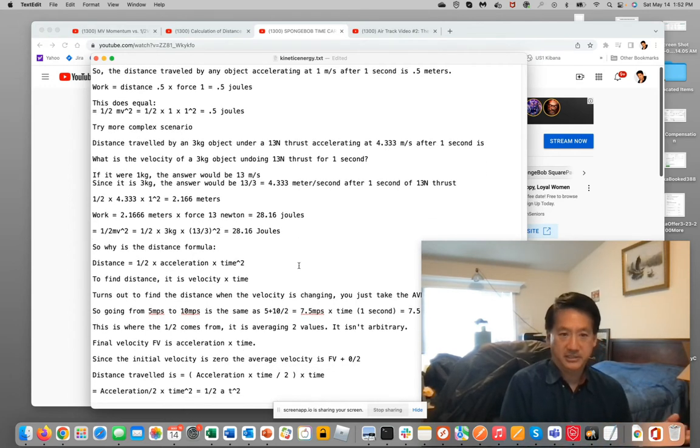But there's this question of, why does this formula work? And I just dug this up on the internet, and what's the 1/2 doing in there, and what's the t squared doing in there?